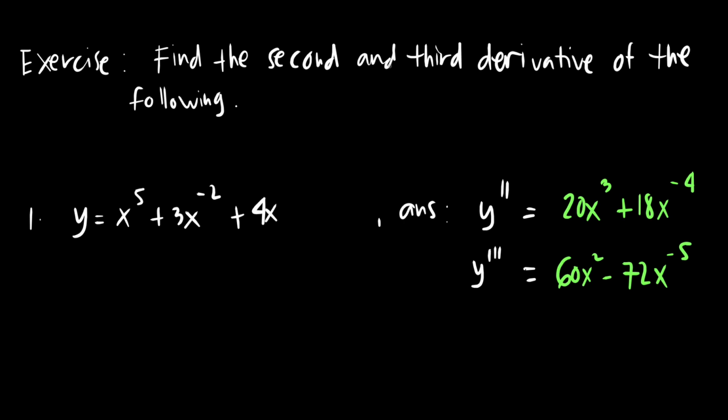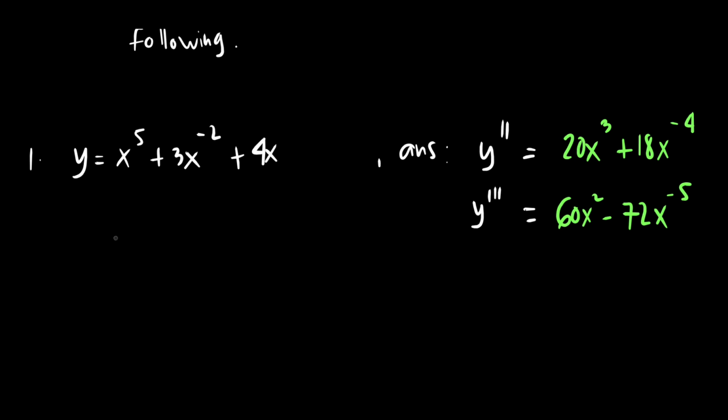Find the second and third derivative of the following. So we'll solve this one. x raised to the power of 5 plus 3 multiplied by x raised to the power of negative 2 plus 4x. So y prime is equal to 5x raised to the power of 4 minus 6x raised to the power of negative 2 minus 1 is just equal to negative 3 plus 4.